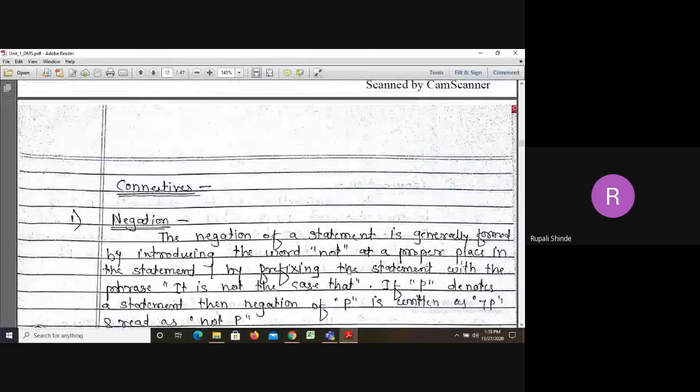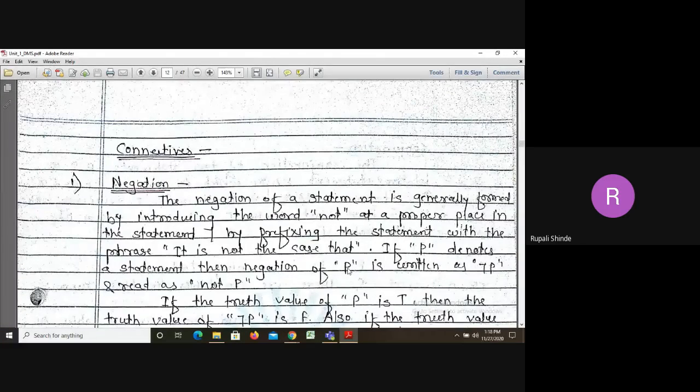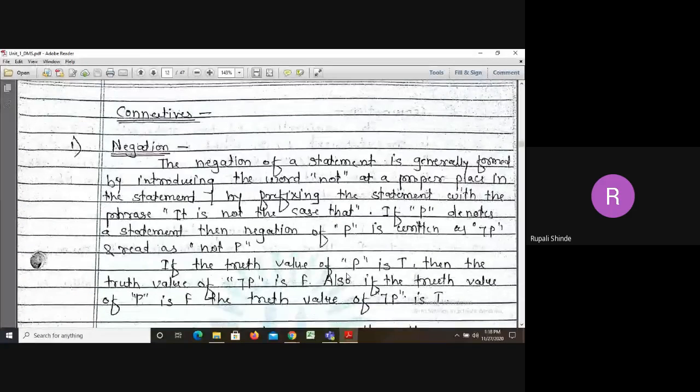After that, we have seen different types of connectives. So there are 5 types of connectives. First one is negation. So what is this negation? How we can form negation for any particular statement? So there are 2 different ways to write the negation for any statement. First way, by introducing phrase, it is not the case that. And second one, we can place not word at proper place in the statement. So in both the ways, we can form negation of statement.